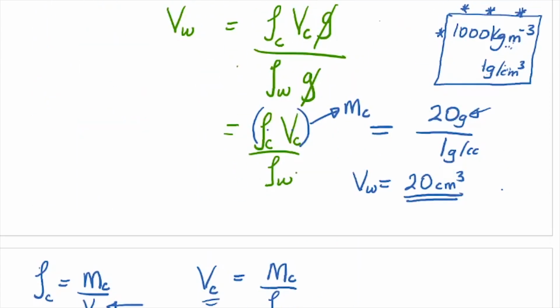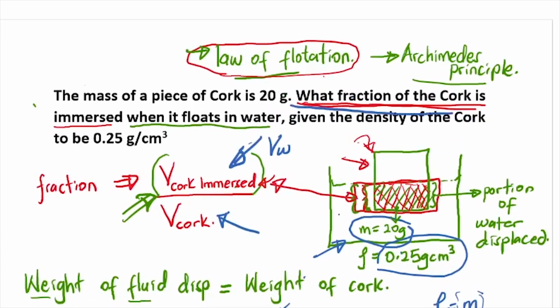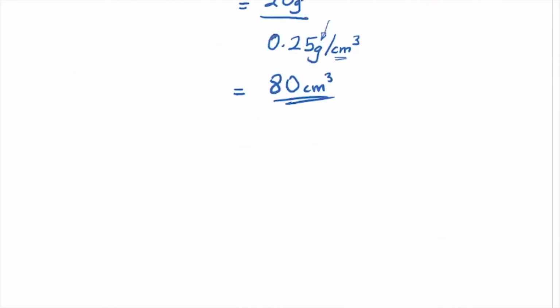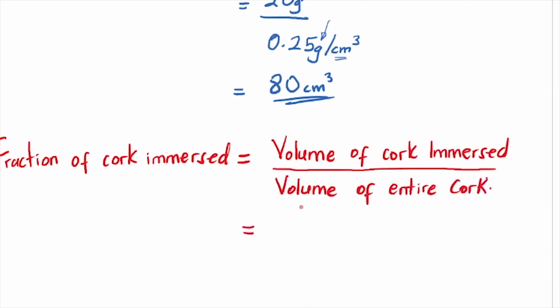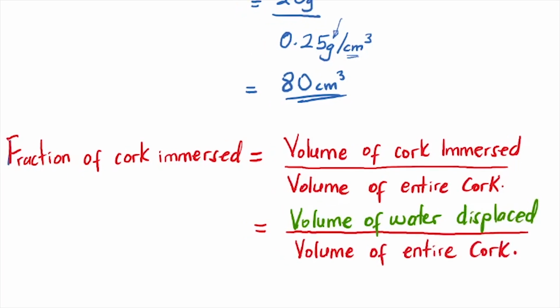So to answer the question, our question says, what fraction of the cork is immersed? What fraction? And we say that the fraction is given by the volume of the cork immersed divided by the volume of the entire cork. So if I'm to rewrite here, meaning the fraction. Remember we said that the volume of the cork immersed is the same as the volume of the water displaced. I need to emphasize this. Remember that the volume of the cork immersed and the volume of the water that is displaced are the same, and we're able to get that relation by quoting or interpreting the law of flotation.